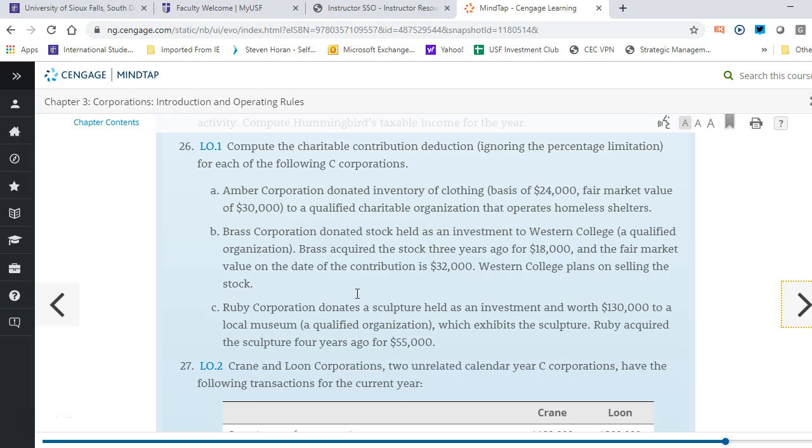Okay, question 26. It says here, compute the charitable contribution deduction, ignoring the percent limitation for each of the following C corporations. So for the first one, for letter A, Amber Corp donated inventory of clothing, a basis of 24, and a fair market value of 30 to a qualified charitable organization that operates homeless shelters. So the question here is, how much of this can I deduct? If I'm Amber Corporation, is it 24? Is it 30? Is it something different between those two?